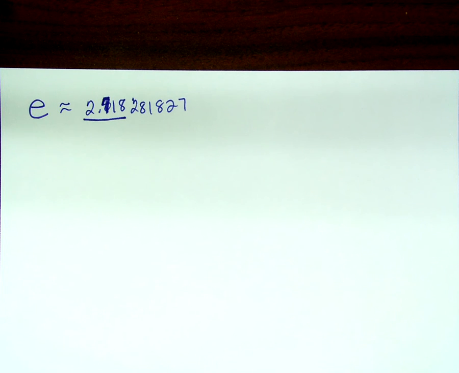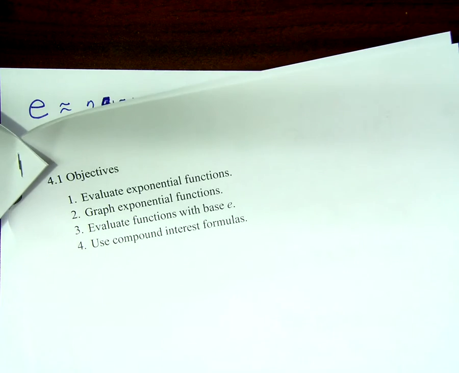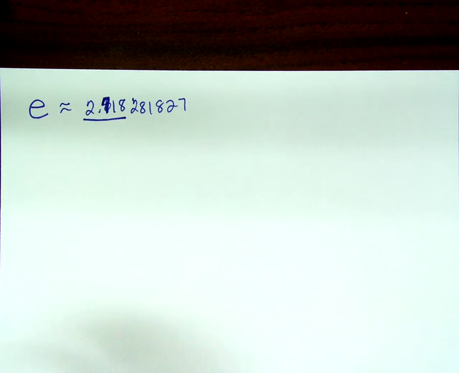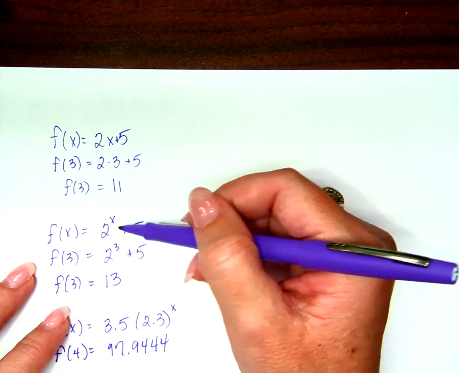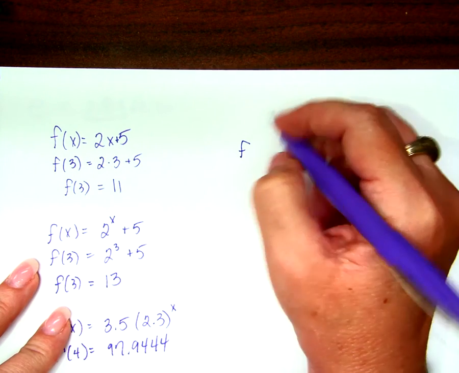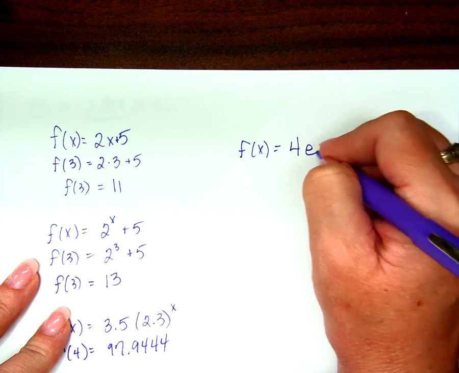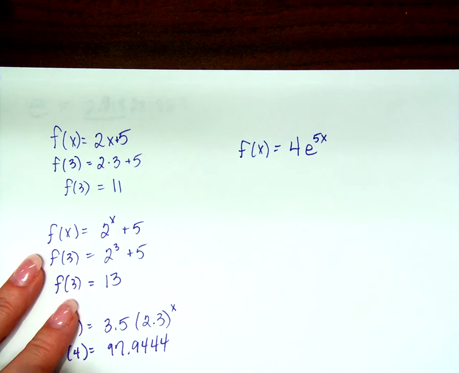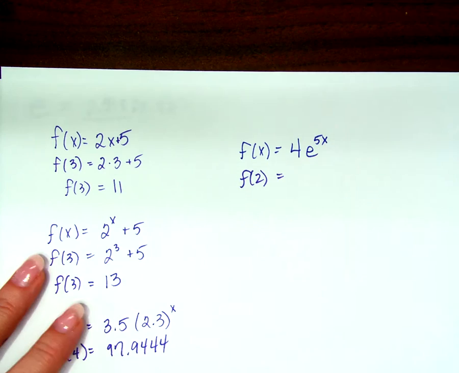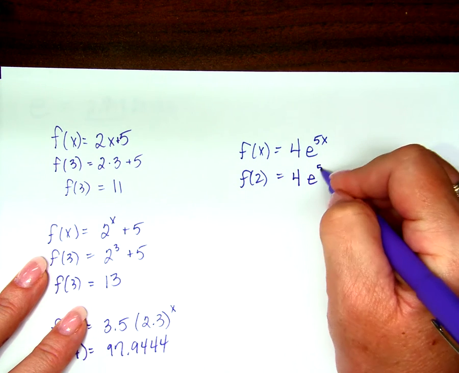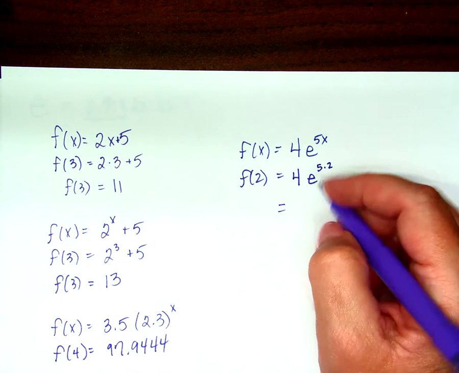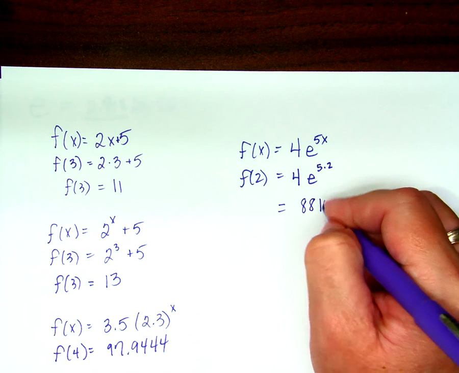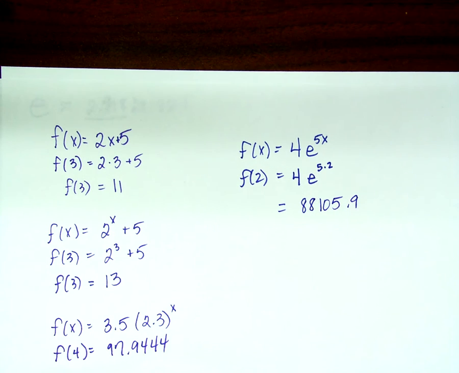So another thing we have to be able to do as far as our objectives today are evaluate functions with base e. Like we talked about at the beginning, if you can evaluate a function, you can evaluate an exponent. You should be able to evaluate it even if it has something like that. We should be able to find f of 2. And we find f of 2 by saying 5 times 2. So it's just e to the 10th, because 5 times 2 is 10. So 4 times e to the 10th power then would be 88,105.9-ish. It's rounded. Does that make sense?